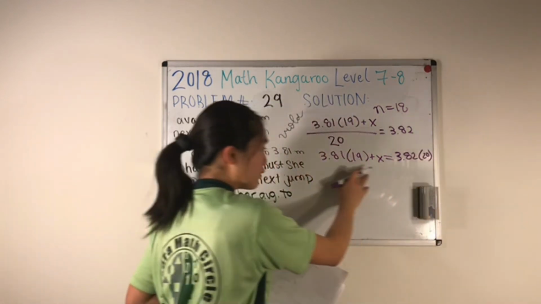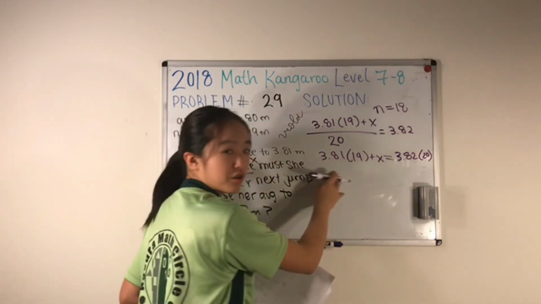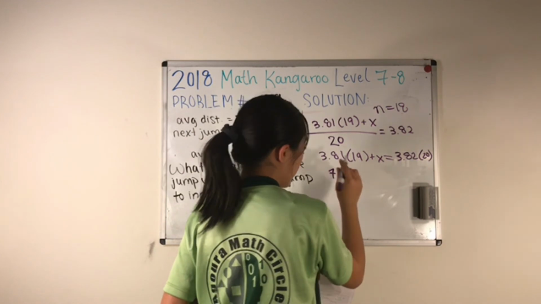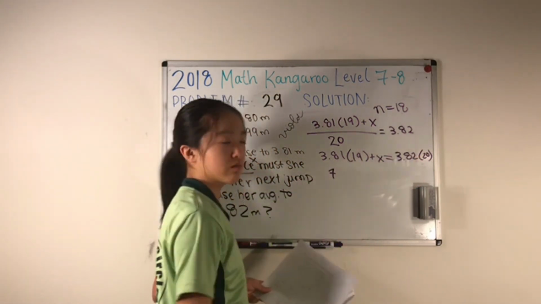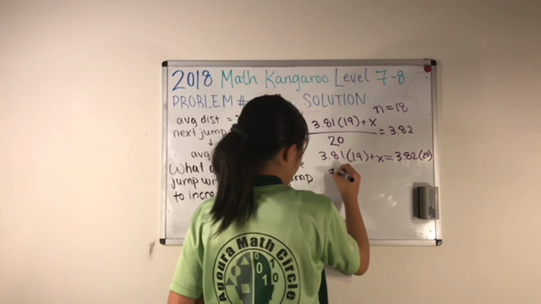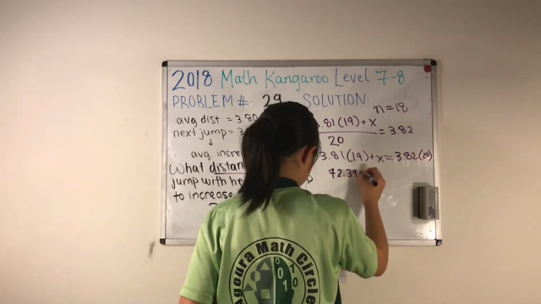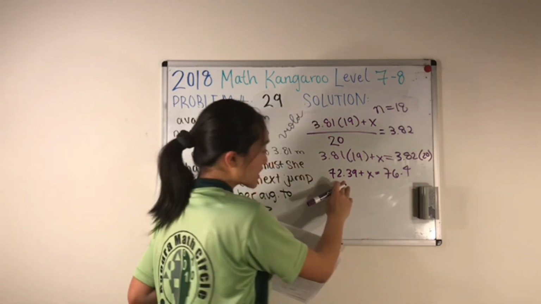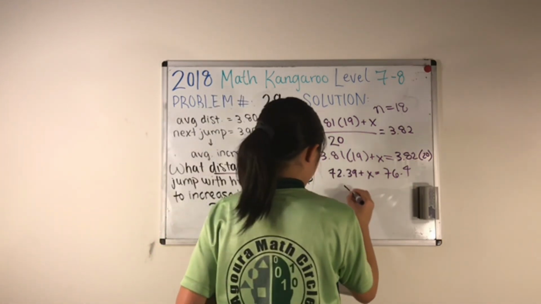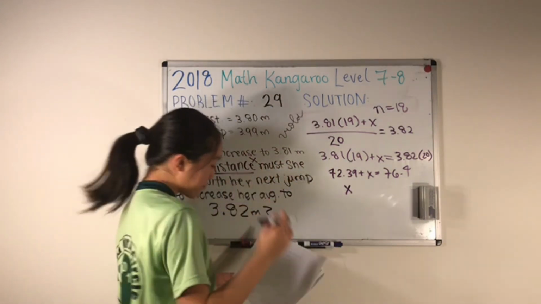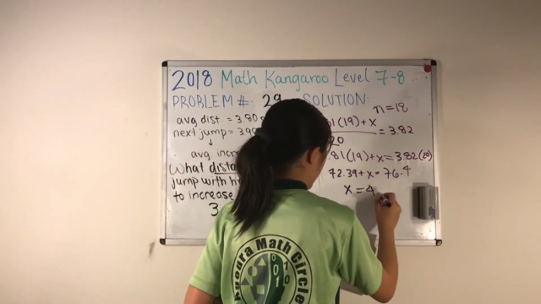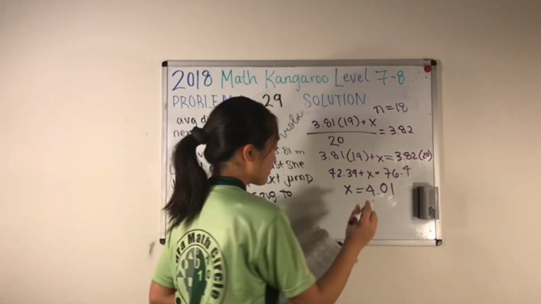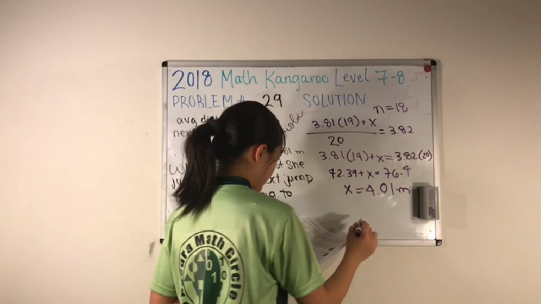Now, you must use a calculator for this and be careful when you're doing calculations to not make any mistakes. If you calculated these two values correctly, you would get 72.39 plus x is equal to 76.4. And if you subtract 72.39 from both sides, x, which is the distance that she needs to jump, is equal to 4.01. So our answer is 4.01 meters, which gives us the answer of letter C.